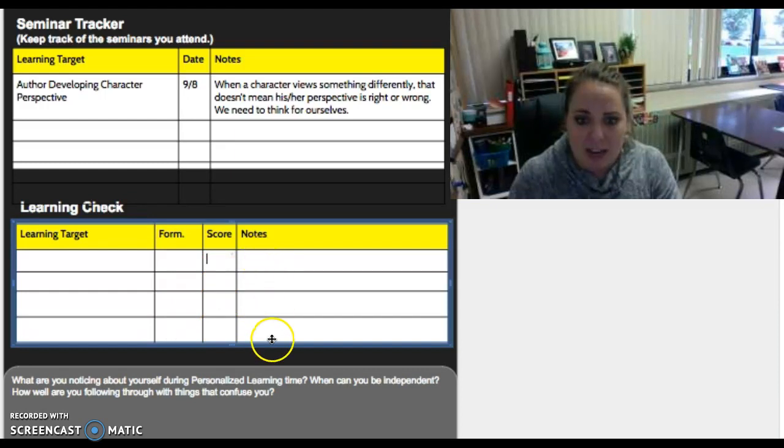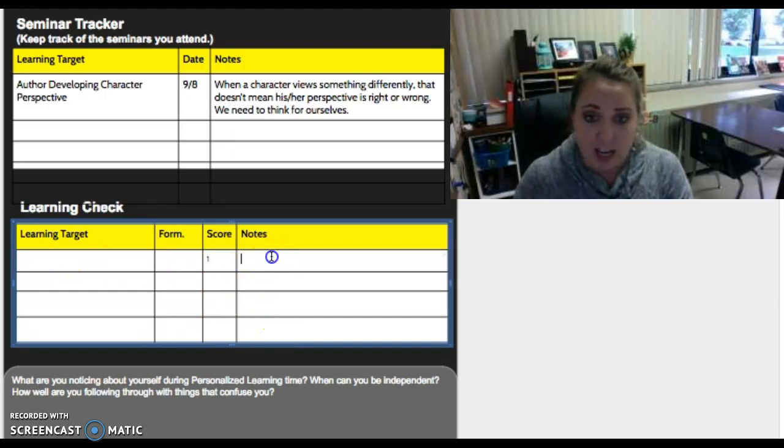Right? And then you can make notes. What did I learn? I got a 1 on this specific learning target, and the reason I had a 1 is because I forgot to use STAR or whatever, right? You should have a reason. You've learned from your error, right?